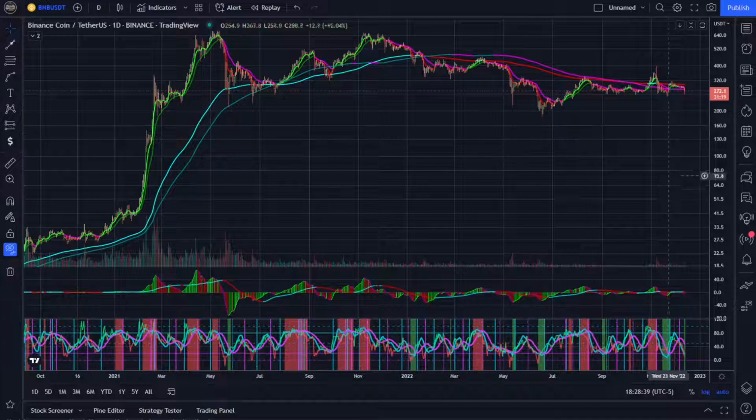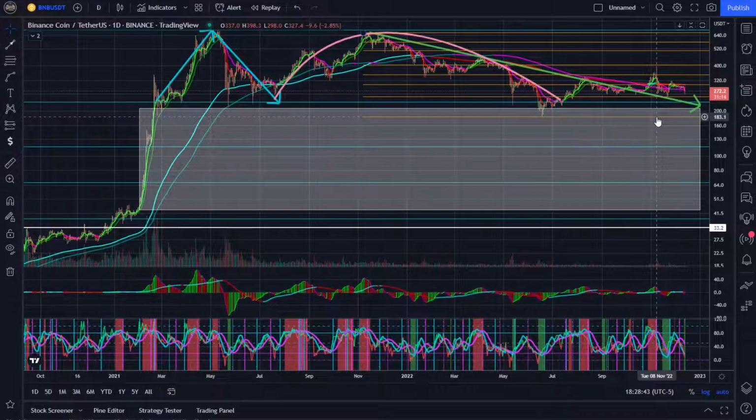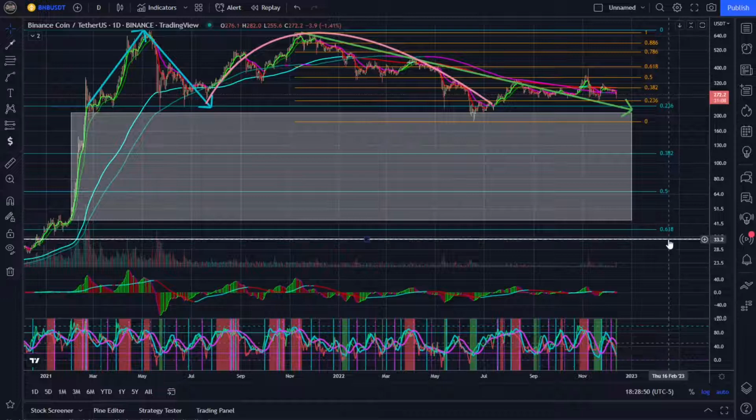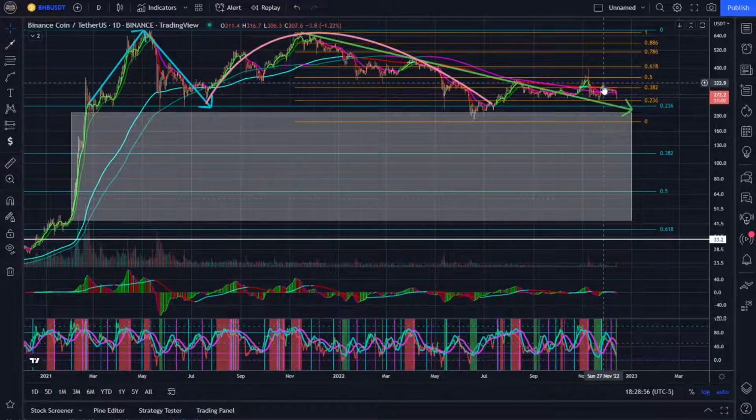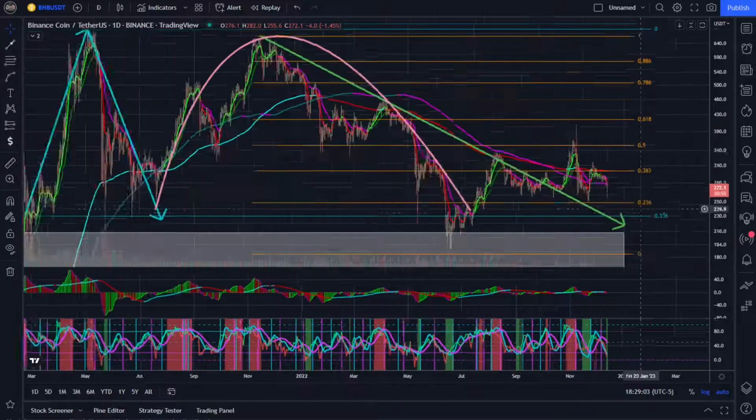The real question is, where is that low going to be? Is it going to be somewhere around 181 for a double retest? Is it going to be 116? Is it going to be 65? Or are we going to end up back down here in the low 30s to 40s? The potential that Binance could even get back down to $40 is enough to show you that there is quite a bit of risk to the downside. So you do have to be very, very careful in this asset.